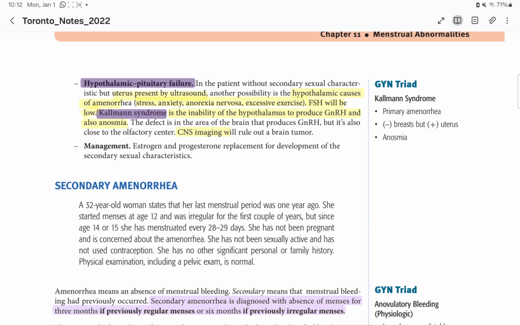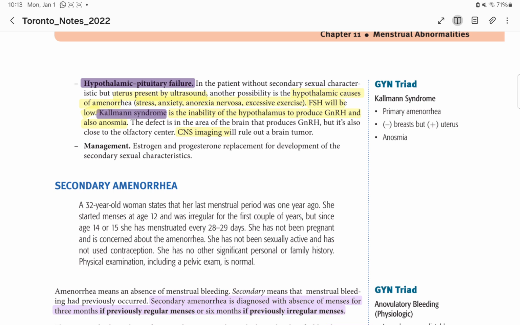Hypothalamic pituitary failure: uterus present by ultrasound. Hypothalamic causes of amenorrhea are stress, anxiety, anorexia nervosa, and excessive exercise. FSH will be low. So those causes are reducing the level of the FSH.